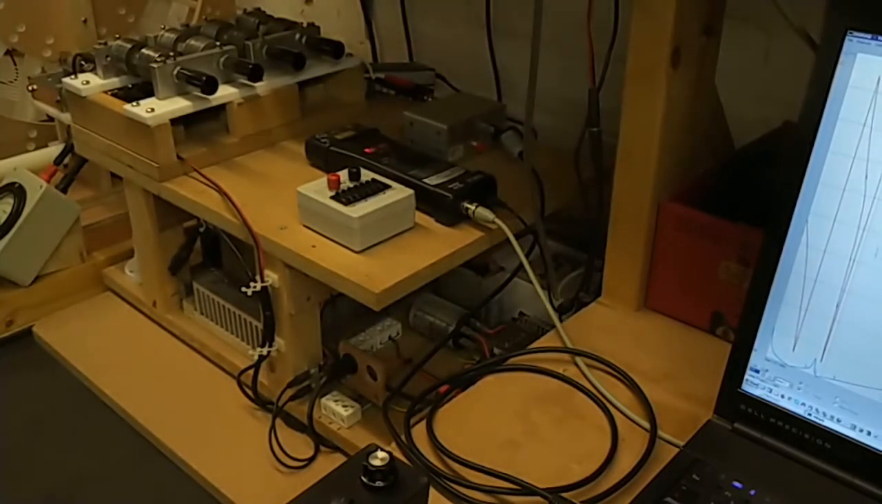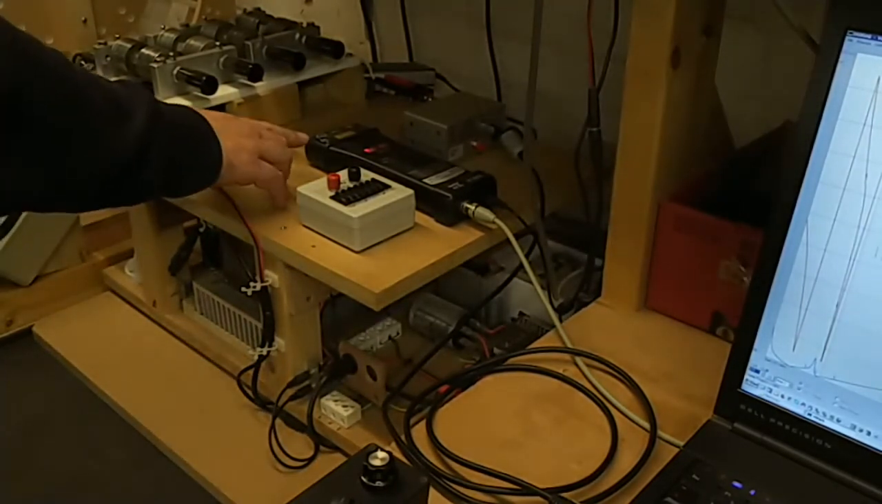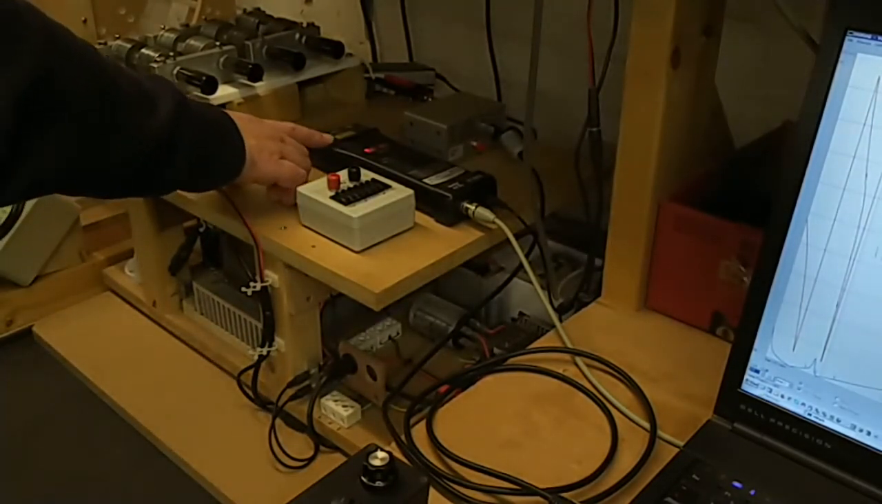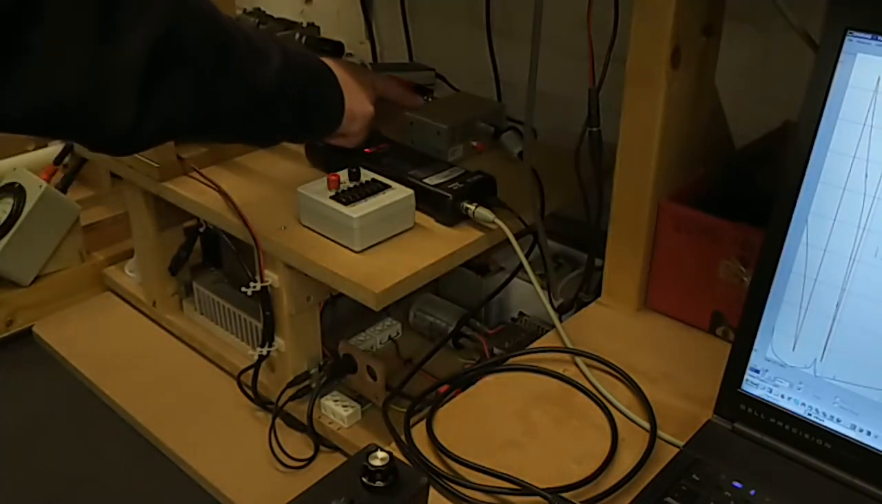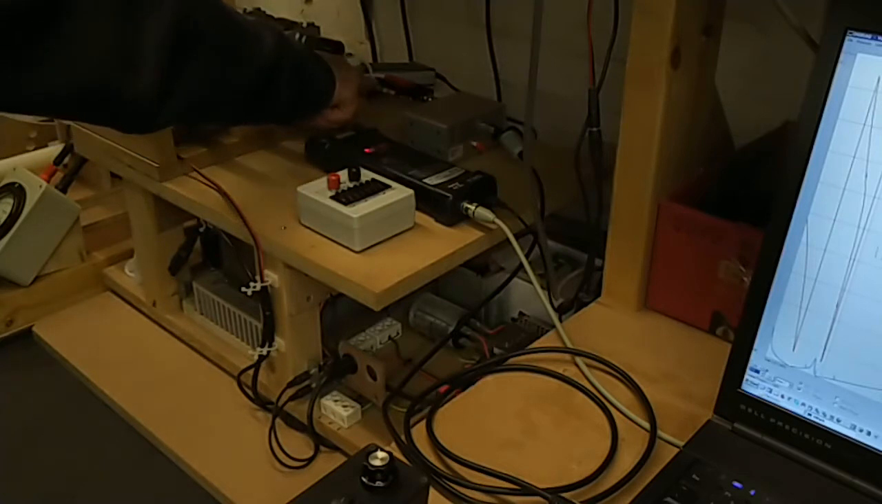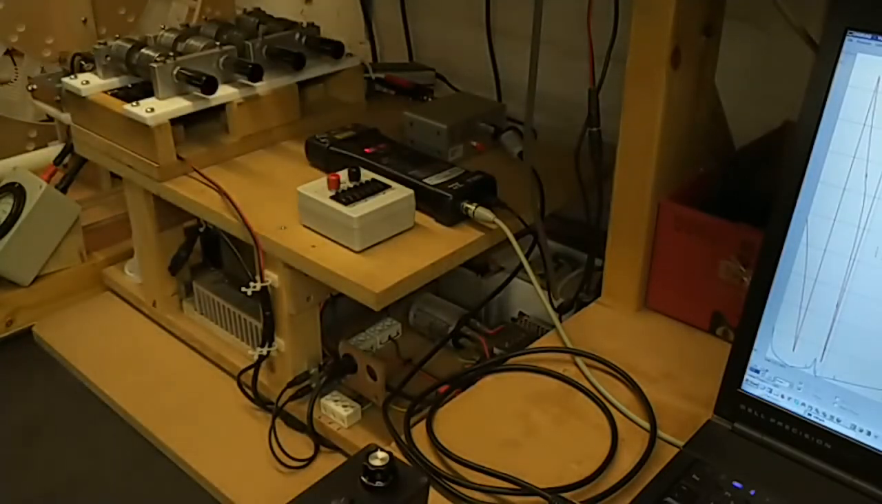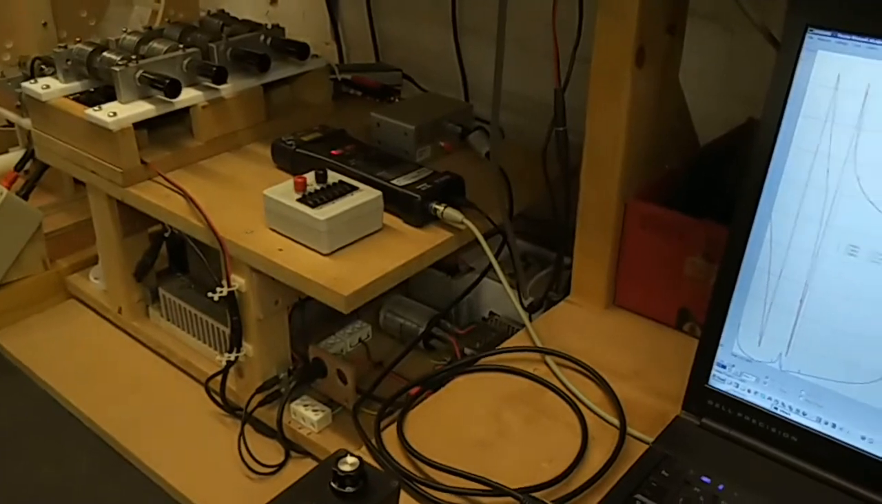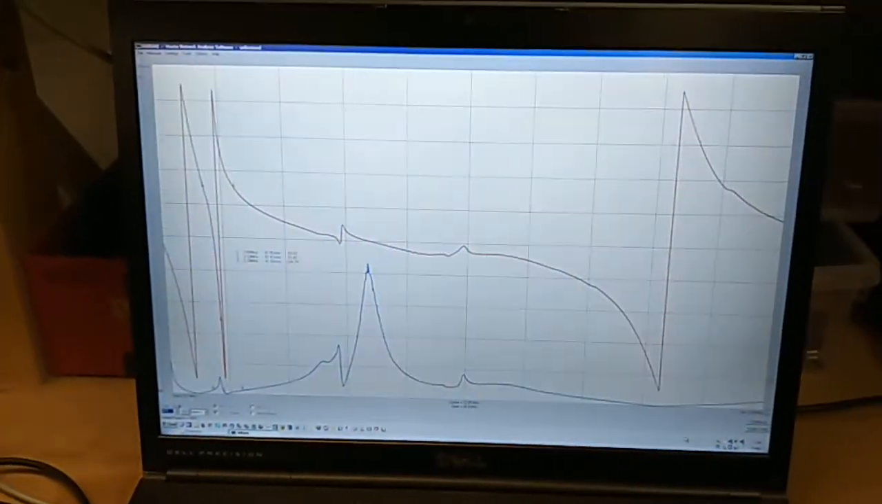So we've unplugged the high voltage probe, and we've put the vector network analyzer in its place, and that is connected now directly to the output of the spark gap. So we're seeing everything from the output of the spark gap through the TMTs and into the experiment.